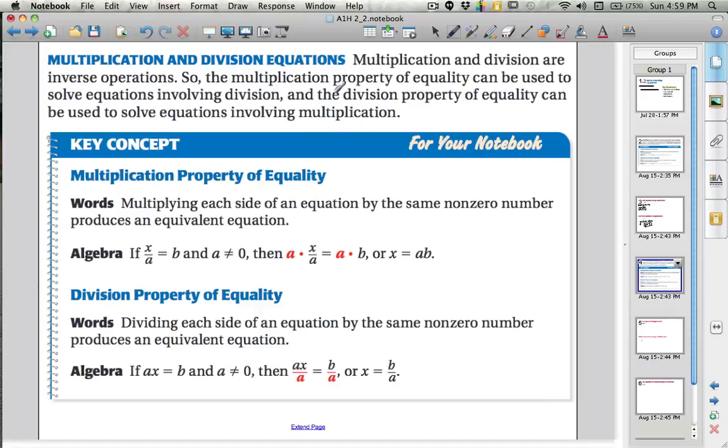We can also do the same with multiplication and division. So the multiplication property of equality says that I can multiply either side of an equation by the same number and come up with an equivalent equation. And the division property says I can divide either side of an equation by the same number.